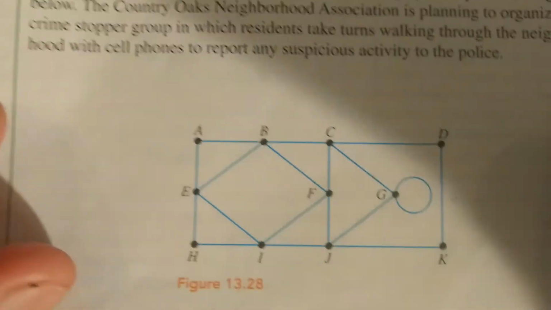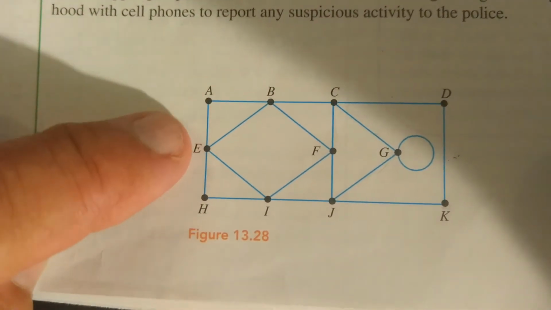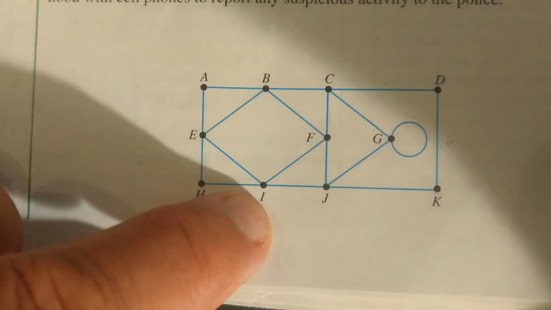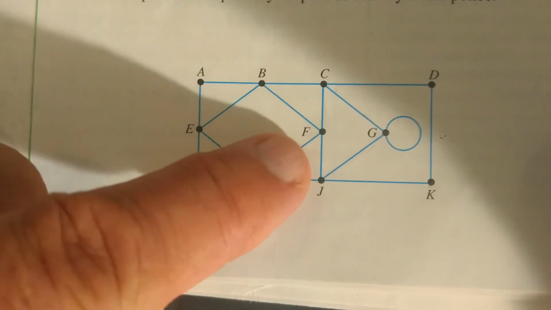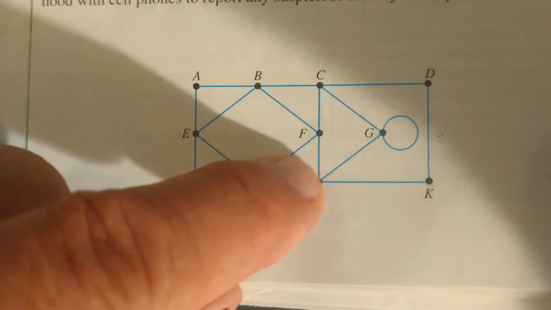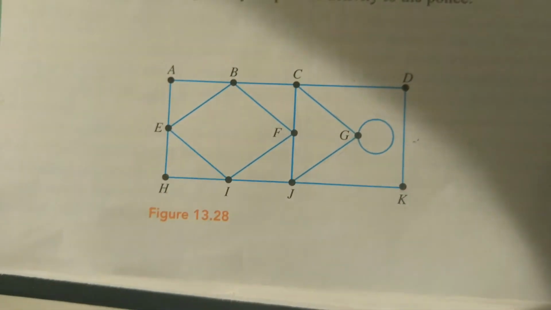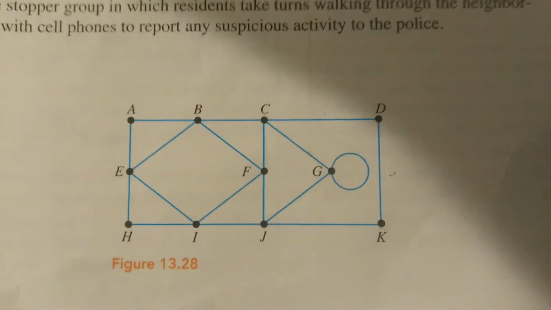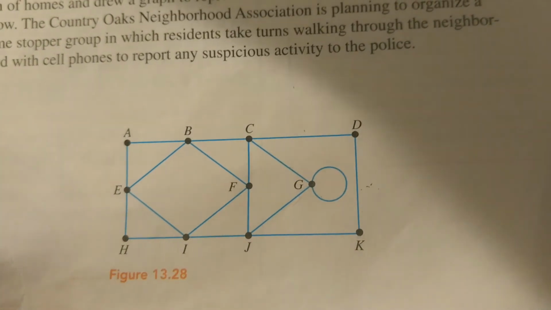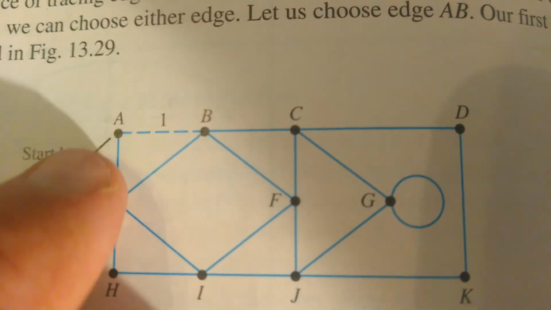So the first thing I want to look at here is, again, I want to count odd and even. So A is even, E is even, H is even, I is even, B is even, F is even, C is even, J is even, G is even, D is even, K is even. So in terms of this one, we have no odd vertices, so this satisfies rule 1 of Euler's theorem. So we have an Euler path and an Euler circuit.